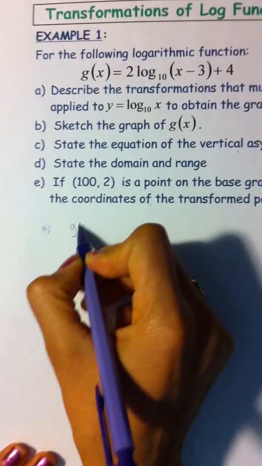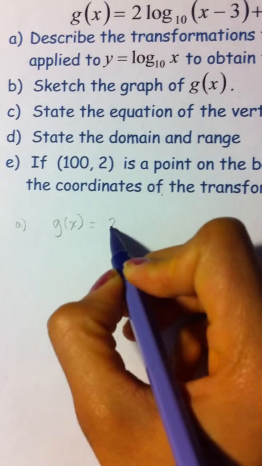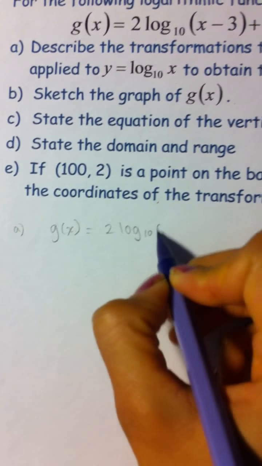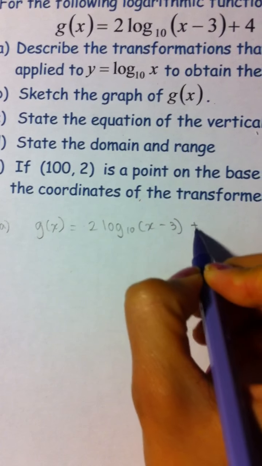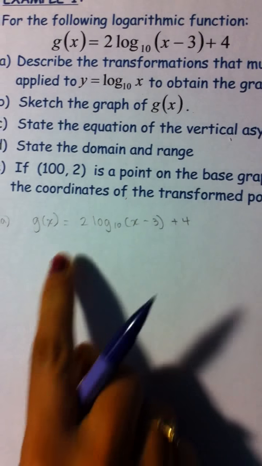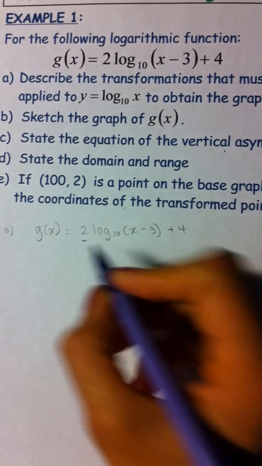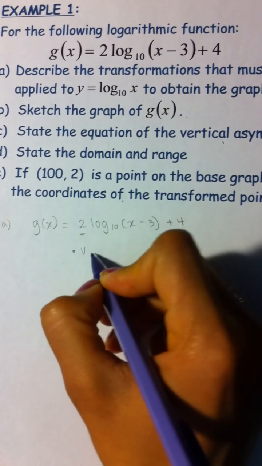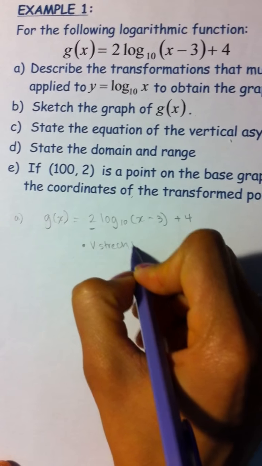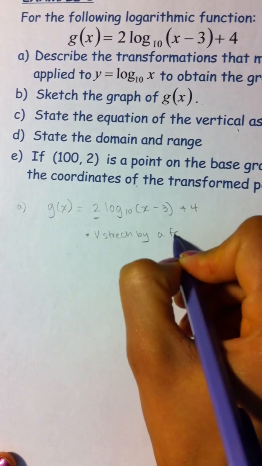I'm just going to write down what the function is. g of x equals 2 log base 10 of (x minus 3) plus 4. So writing down or describing what each one of those parameters means, the 2 right here is a vertical stretch. So the first thing is the vertical stretch by a factor of 2.